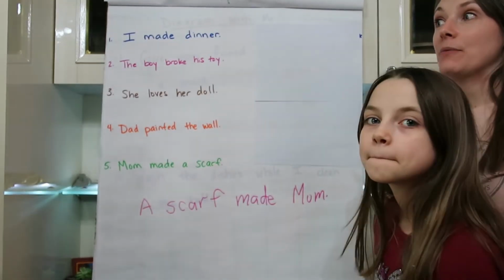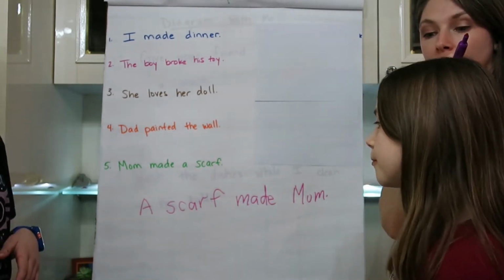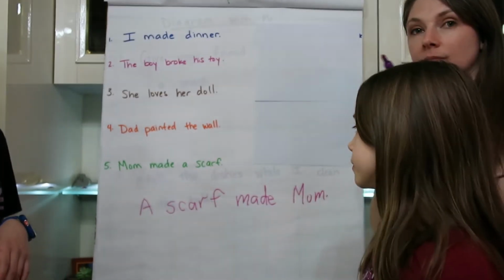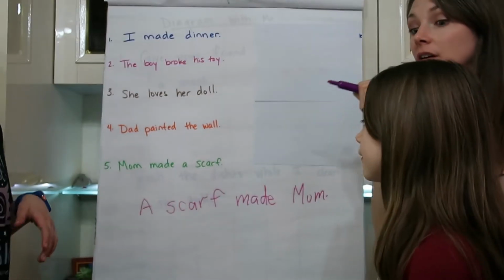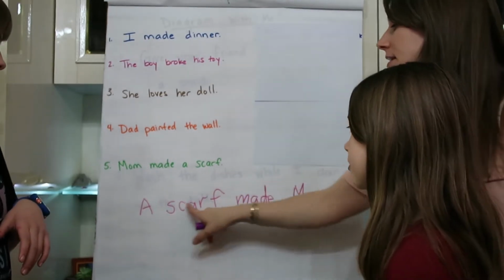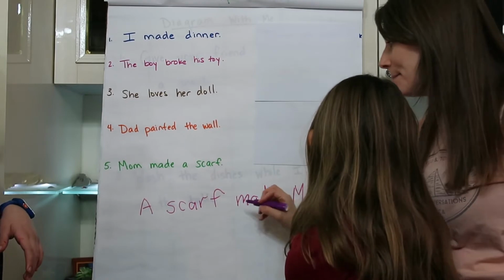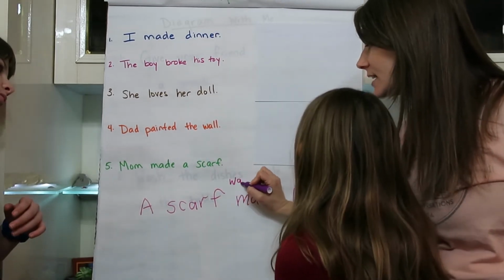What do we need to add? What was the thing I said we needed to add? Lily, you listed them. One of the forms of the to be helping verb. So am, are, is, was, were, be, being, been. A scarf, what should we say? Was made. So we're going to add was here.